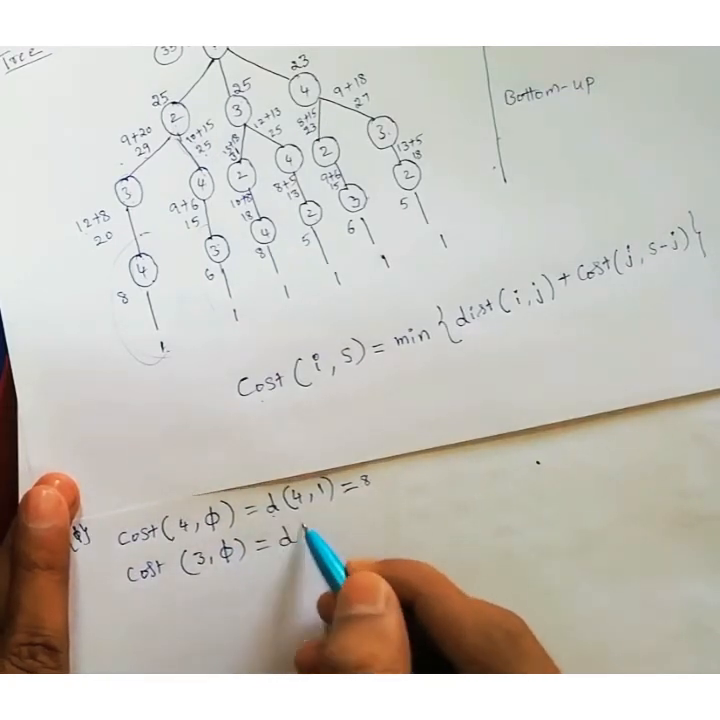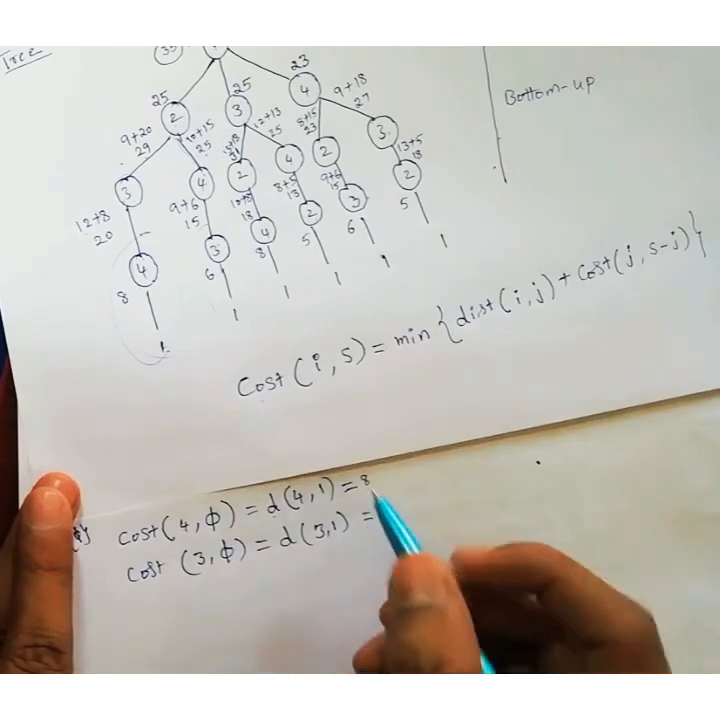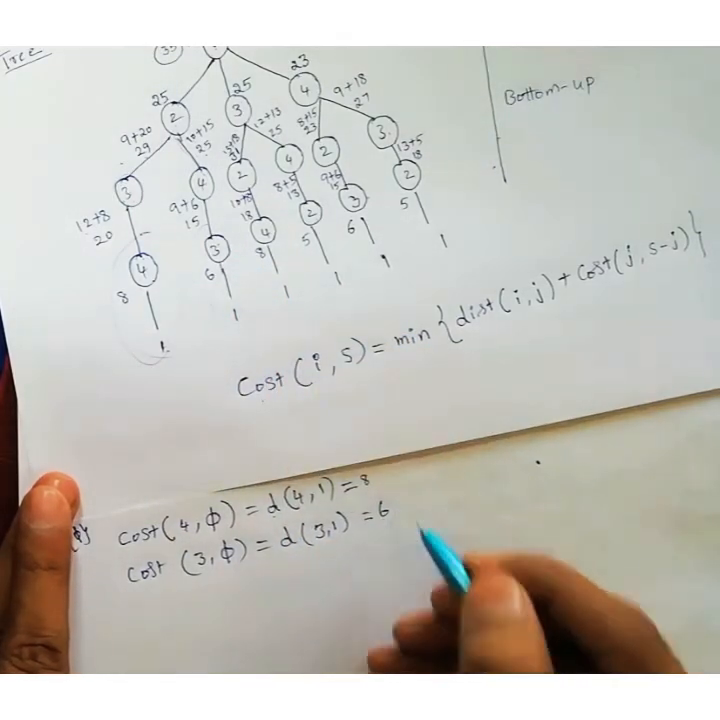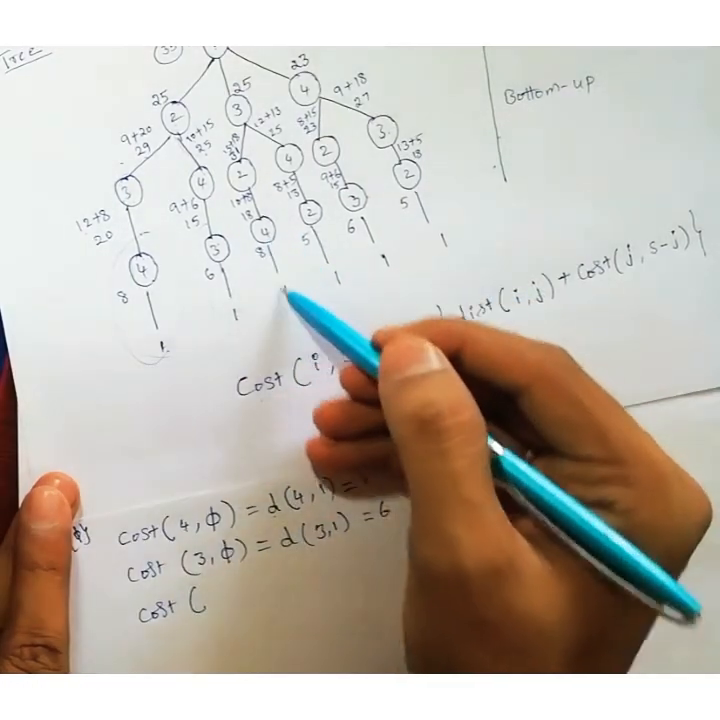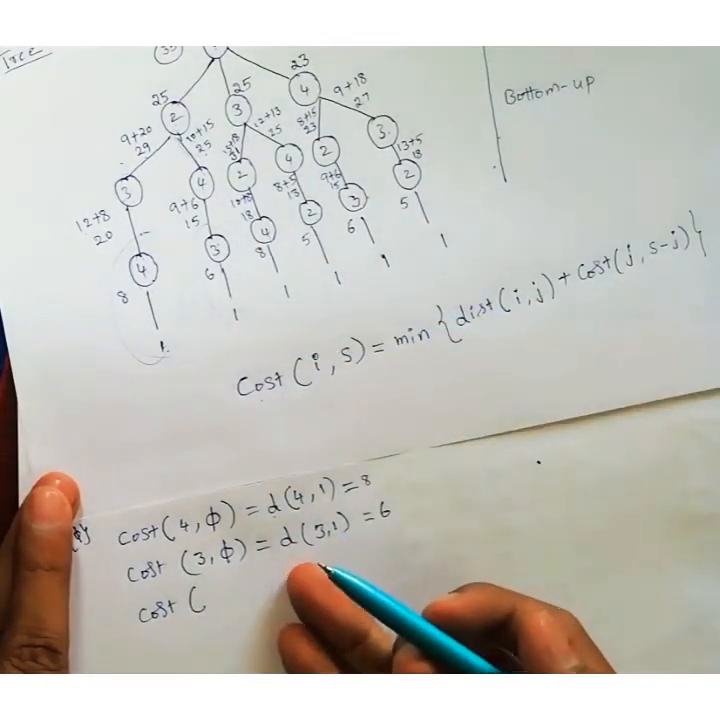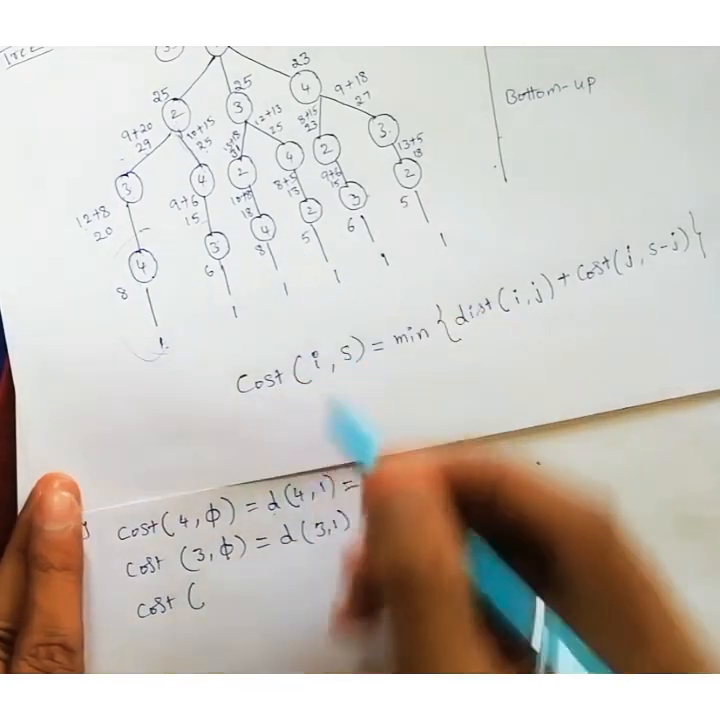So that is distance of 3 to 1. What is the distance of 3 to 1? 6. Next I am finding cost from 4, already calculated, no need to calculate again. That is why we are using formulas. So cost of 4 calculated.